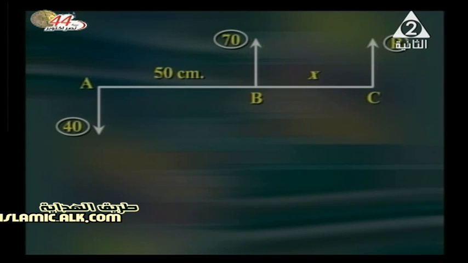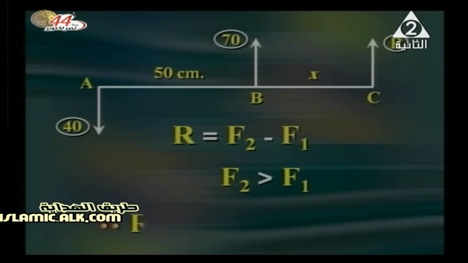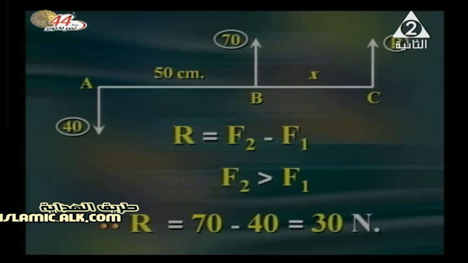Look at the second case, F1 and F2 in the opposite direction. F1 is 40, F2 is 70, distance between them equals 50 centimeter. R is the resultant of the two forces, acting in the direction of the greater force, 70. Let R act at point C, BC equals x, then AC equals 50 plus x. What is the value of R? R equals F2 minus F1, F2 is 70, F1 is 40, then R equals 30 Newton.